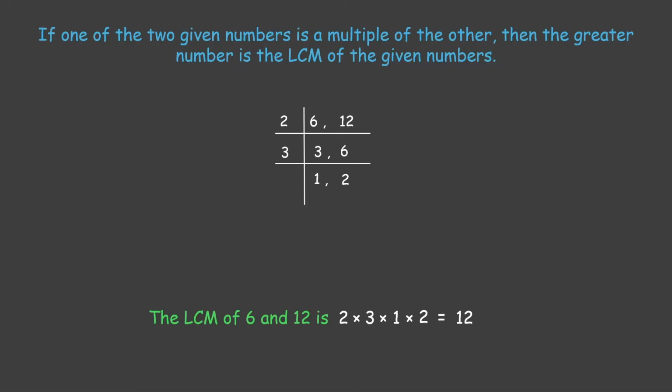Similarly, if we have two numbers, for example, let's say 5 and 20. 20 is a multiple of 5. So the LCM of 5 and 20 would be 20 itself.